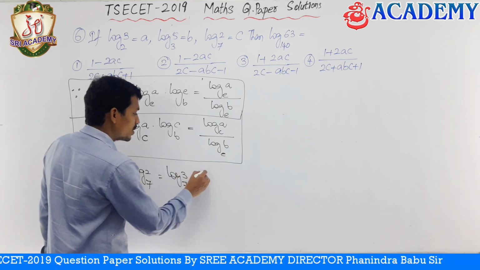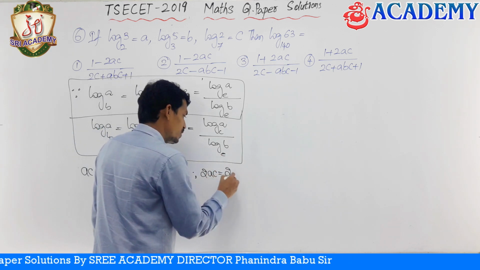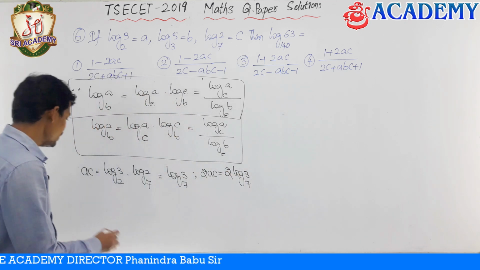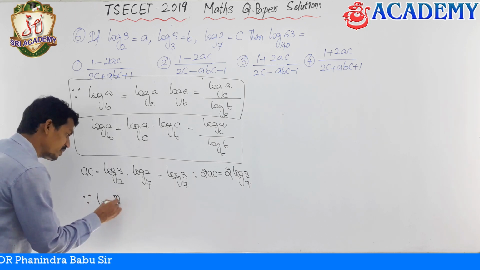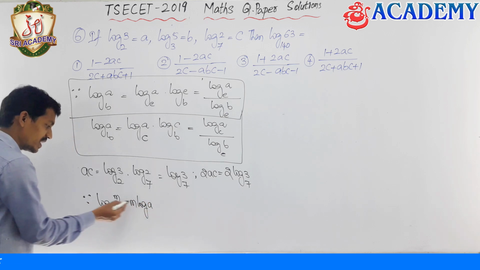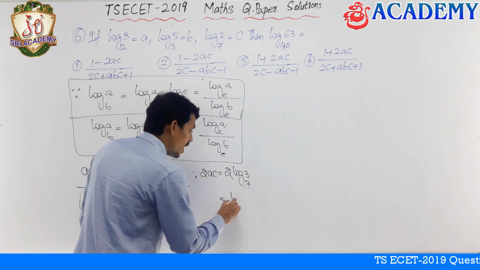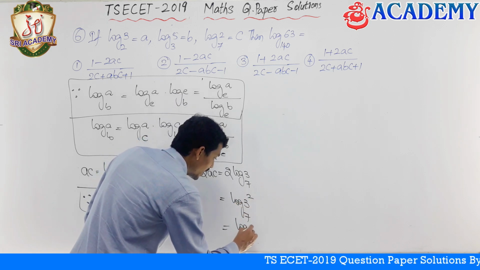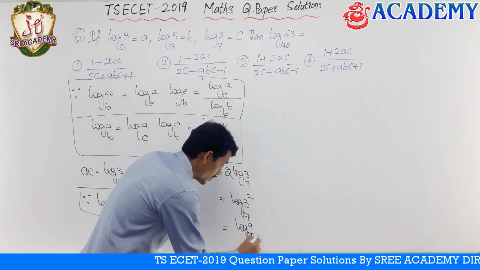I want 2ac from here. 2ac is nothing but 2 into log 3 base 7. See, we are having a formula here, log a power m equal to m into log a. If the base is anything, you can write m into log a as log a power m. From here, this is going to be log 3 square base 7, that is nothing but log 9 base 7. Okay, right.